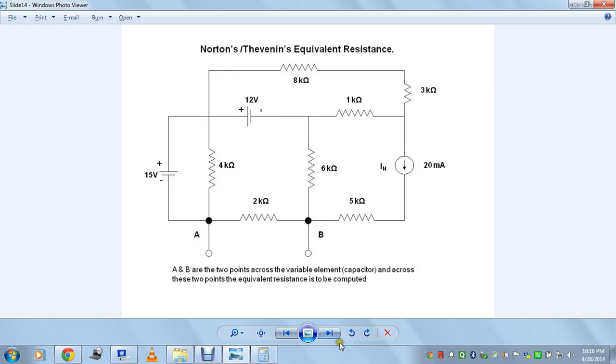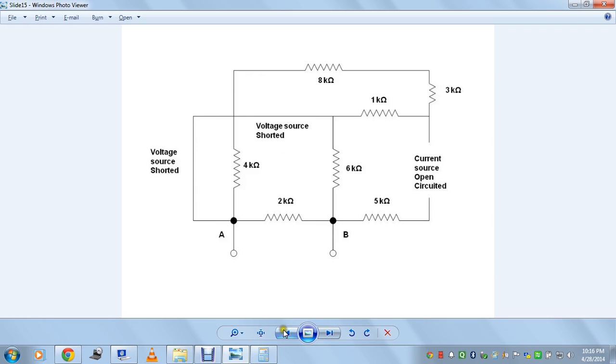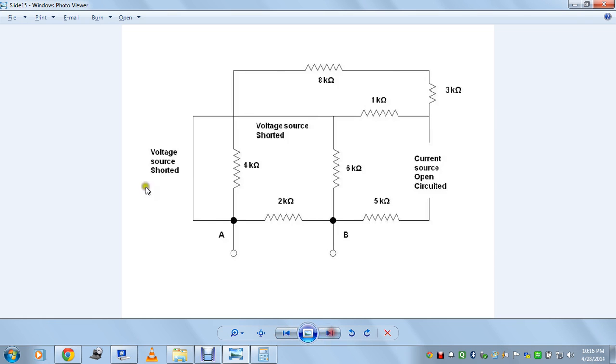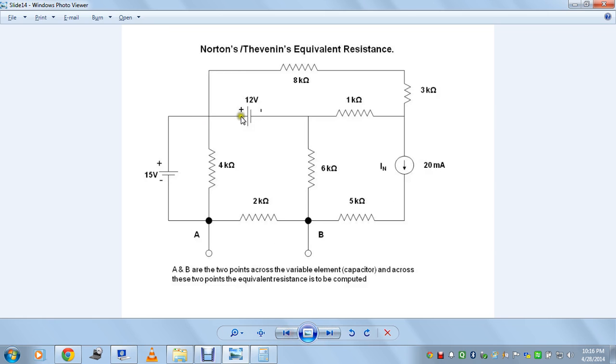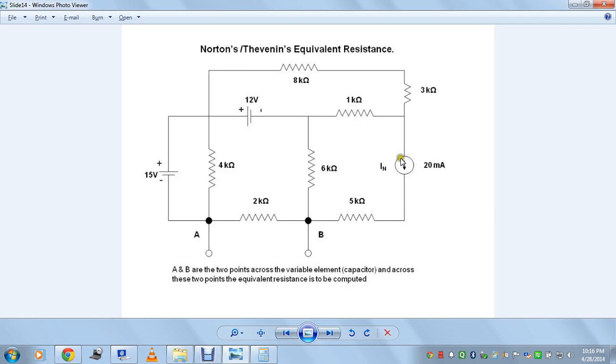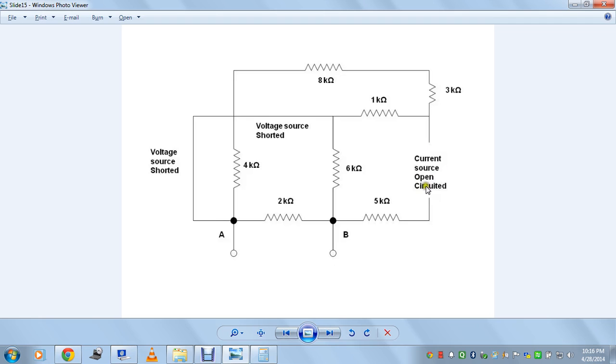After removing, this is how the circuit would look. This was the voltage source, which was short circuited. Here you have the 15 volts source, short circuited here, and here we have the 12 volts source, again short circuited, and here we have the current source, which is open circuited. Since it has no path to flow, that current source is also removed. Now we have a simple resistance circuit. By reduction of this simple circuit, we will find the resistance appearing across these 2 points.